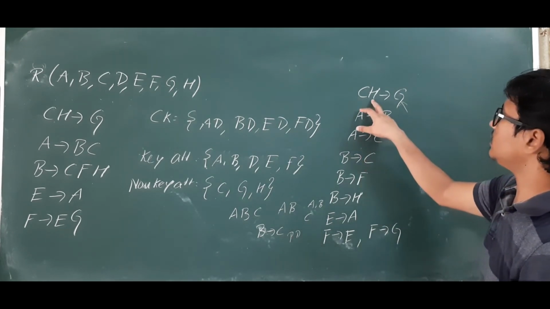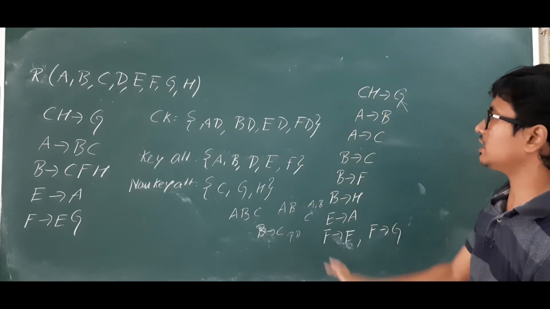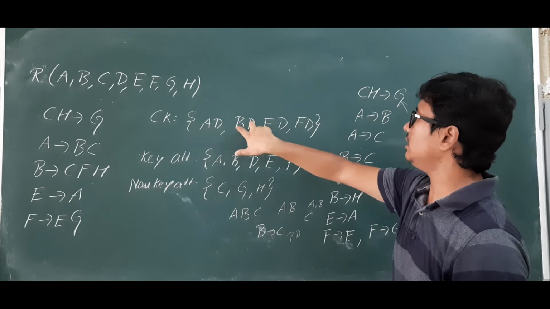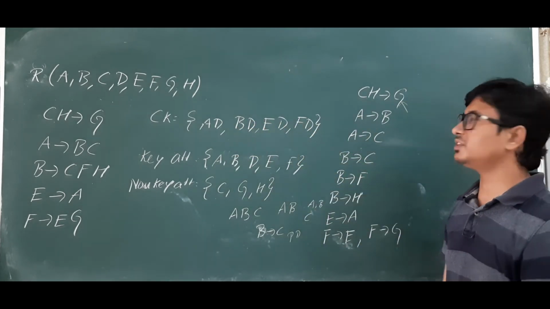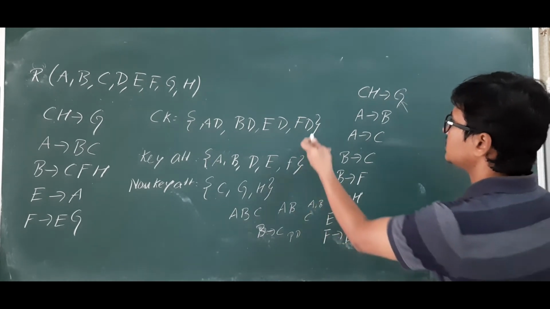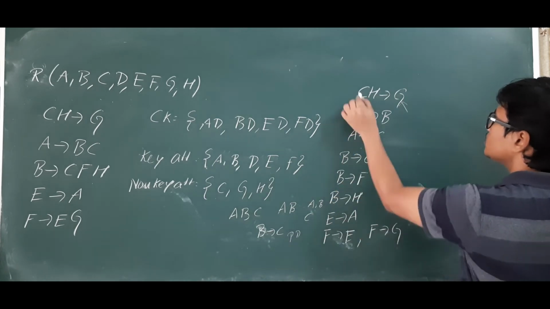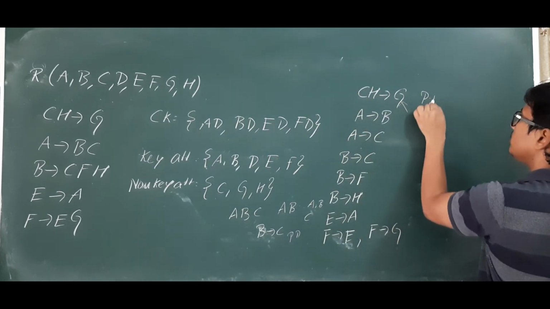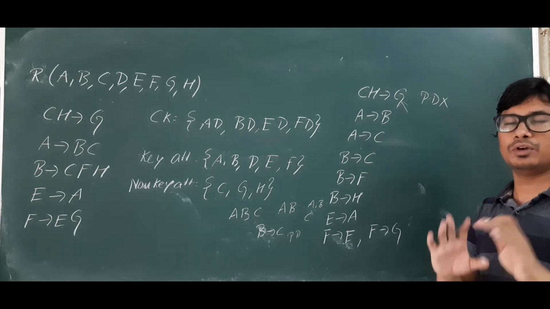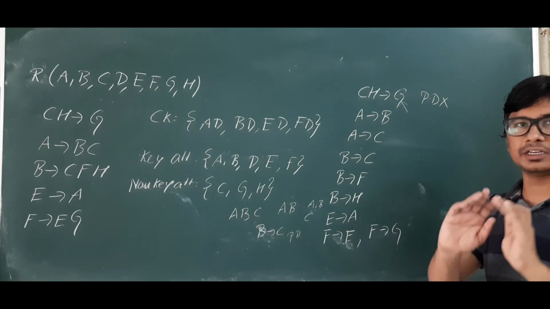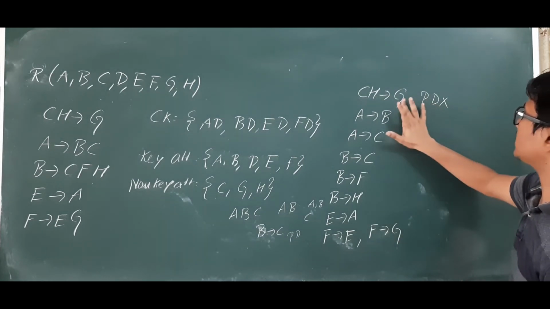Now, the left hand side is not a part of the candidate key. What is the candidate key? Either AD or BD or ED or FD. CH is not part of the candidate key, because C is not there in the candidate key list or the key attributes list. So I can say that this is not a partial dependency. However, it is a transitive dependency. If you do not know what a transitive dependency is, don't worry, we will discuss it in 3NF. It is not a partial dependency.